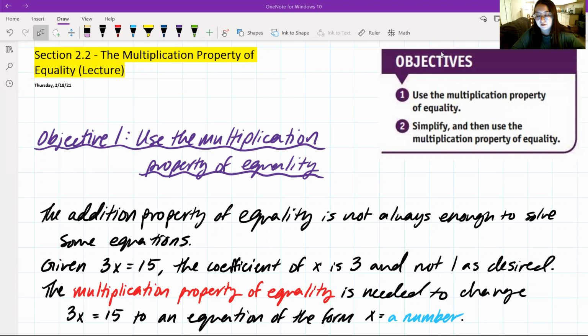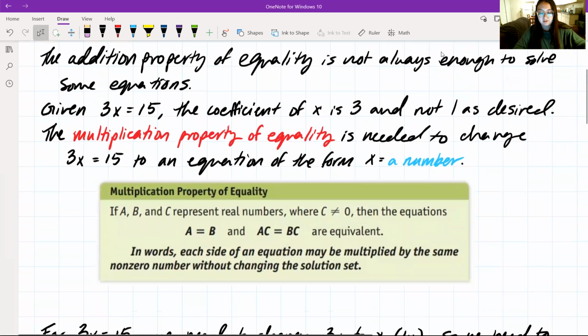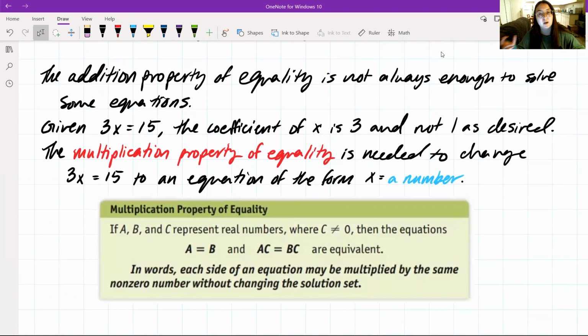So our objectives, we have two of them. One is that we want to use the multiplication property of equality, and number two, we want to simplify and then use the multiplication property of equality. So objective one, using the multiplication property of equality. The addition property of equality is not always enough to solve some equations. So sometimes we'll have something that looks like 3x is equal to 15. Given 3x is equal to 15, the coefficient of x is 3 and not 1 as desired. The multiplication property of equality is needed to change 3x equal to 15 to an equation of the form x is equal to a number.